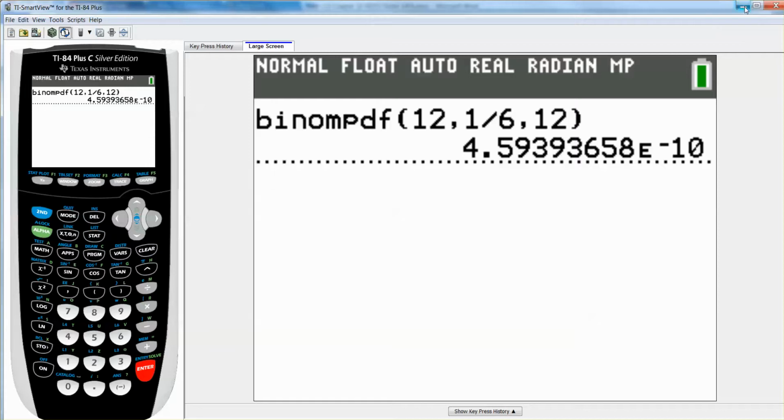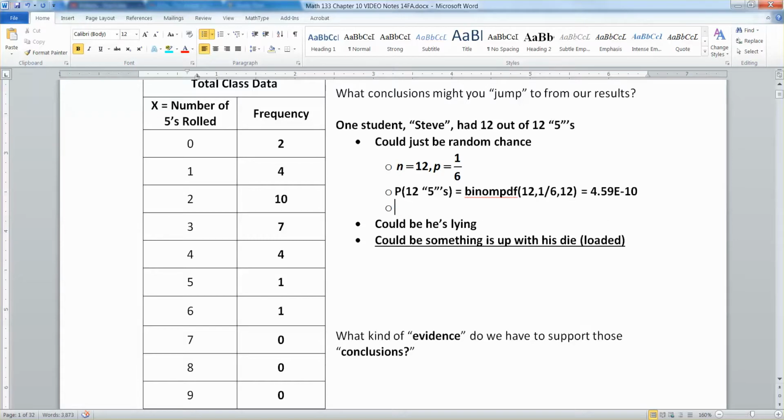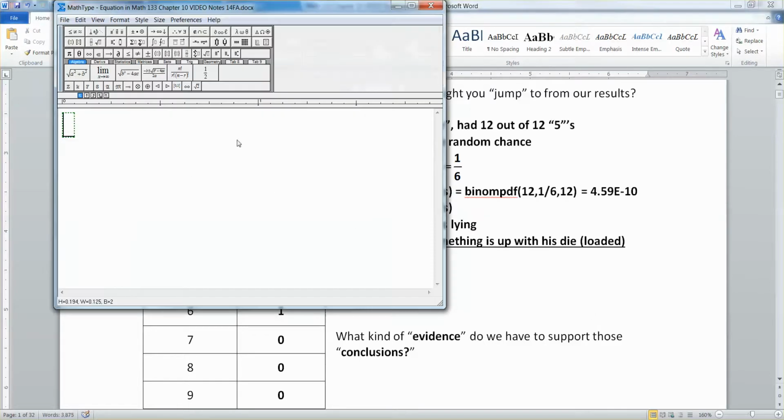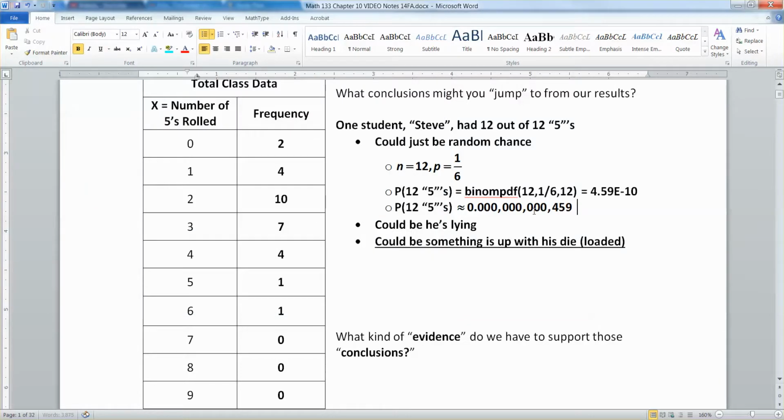So what that means is that the decimal is 10 spots over to the left. So 4.59 E negative 10. So this means the probability of 12 out of 12 5s is approximately 0.000,000,000,459. I know it's not good standard form, but bear with me here because I want people to see how incredibly low this is. So it could be random chance, but it's highly unlikely. We just proved that.